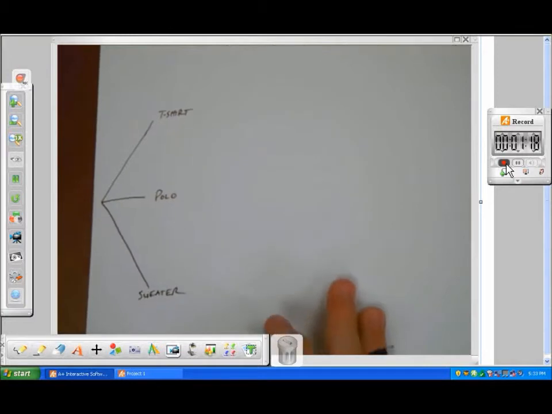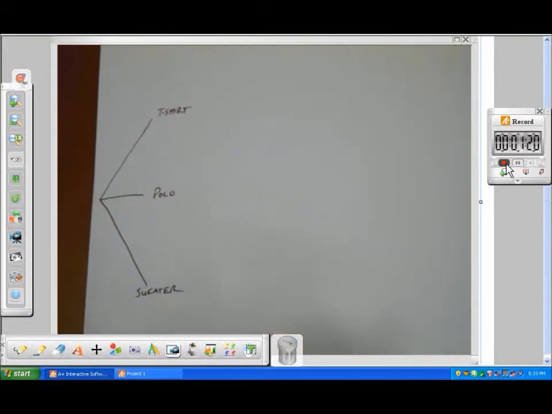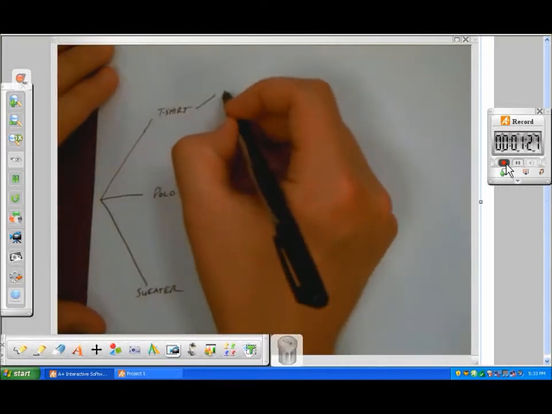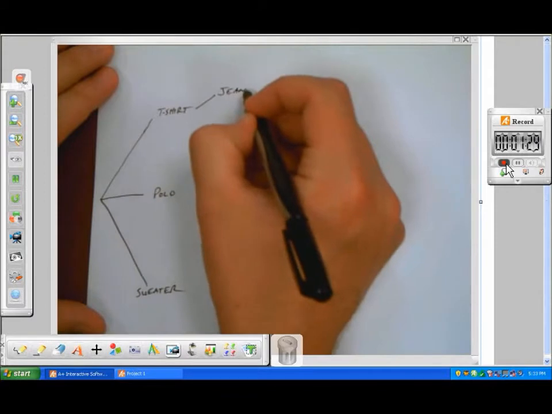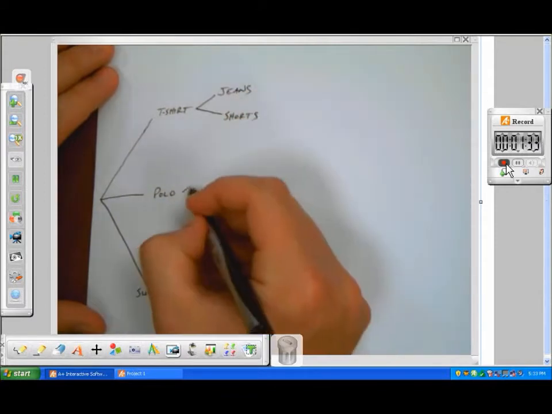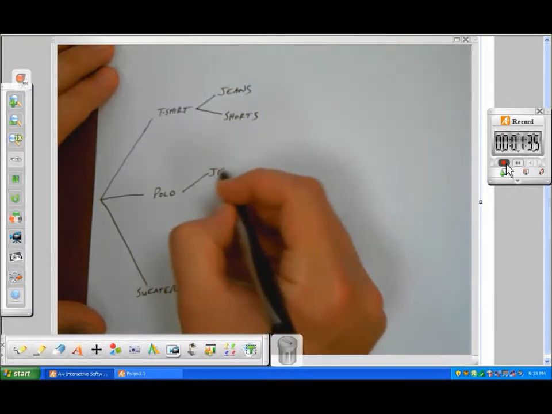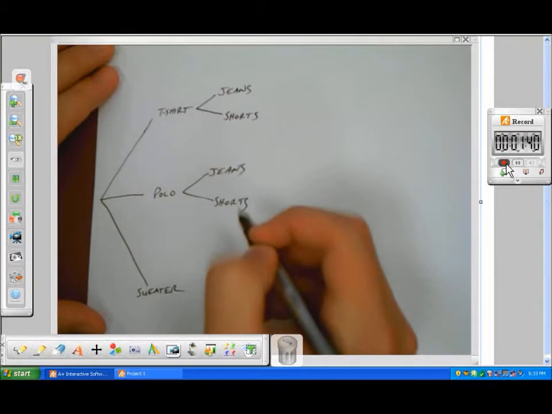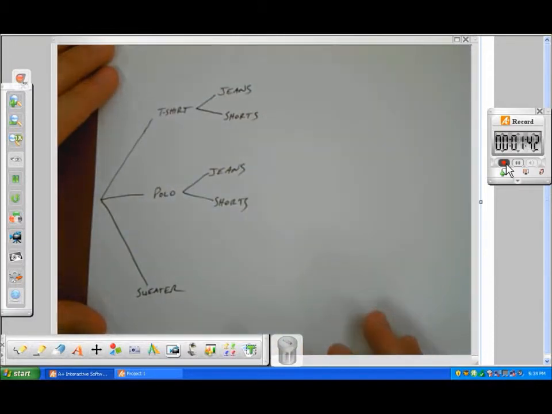Now, the pants. You've got the shirt already picked out. Now we have to pick out the pants. If you're on the t-shirt, you could pick the jeans or the shorts. Same thing with the polo. You've got the same options, jeans or shorts. And finally, with the sweater, you could pick jeans or shorts.